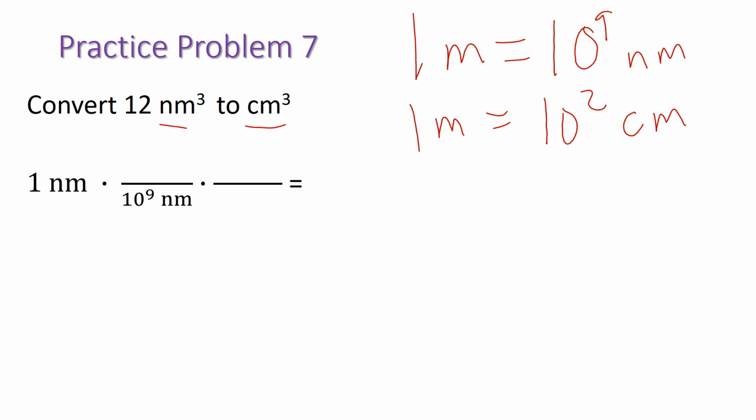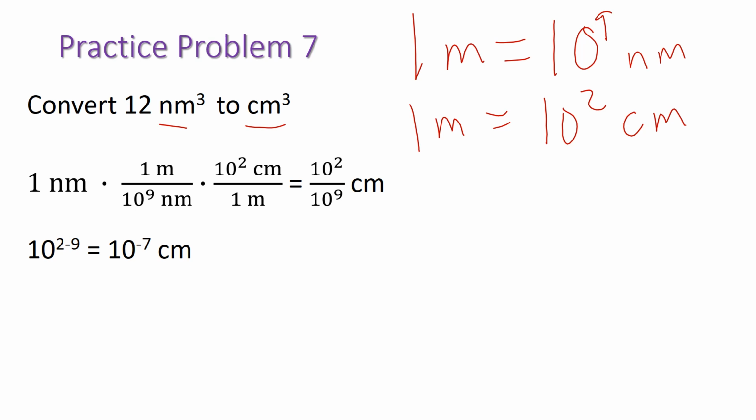So 10 to the 9 nanometers for every 1 meter. Likewise, for every 1 meter, there are 10 squared centimeters. This becomes 10 squared over 10 to the 9th centimeters. We need to subtract the exponents. That's 10 squared minus 9. That becomes 10 to the negative 7 centimeters.